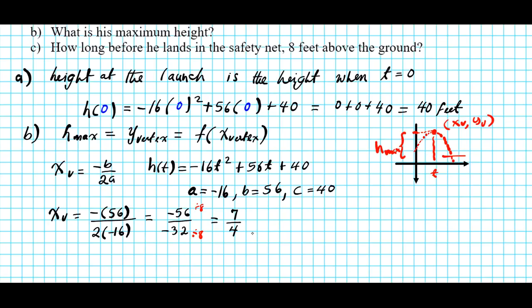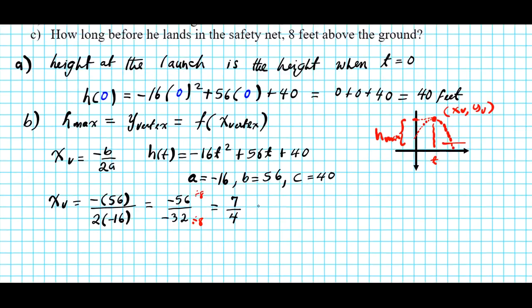this quadratic function hits its maximum height. So we have 7 over 4. What's the unit of time here? Seconds. So 7 over 4 seconds after launch, our human cannonball has attained its maximum height. But what is the maximum height? So now we'll just simply substitute this into the original function to find the y vertex. Okay? So y vertex is going to be negative 16 times 7 over 4 squared plus 56 times 7 over 4 plus 40.